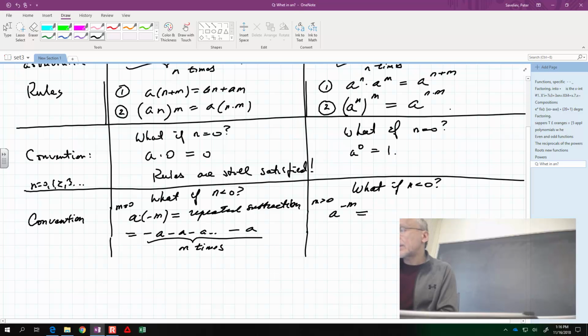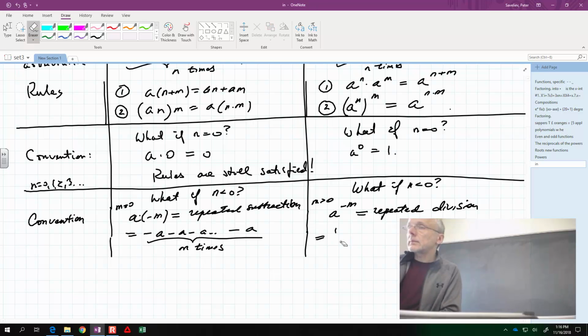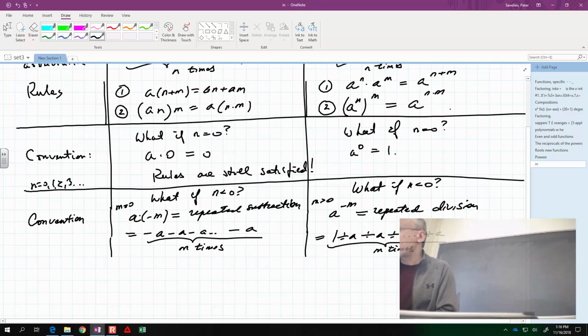So if multiplying by a negative number is repeated subtraction, taking to the negative power means repeated what? Repeated division, yes. So in other words, you divide 1 by a, divide by a, divide by a, m times. So once again, that's a new convention. The rules still hold. Those two rules, or four rules, they still hold.